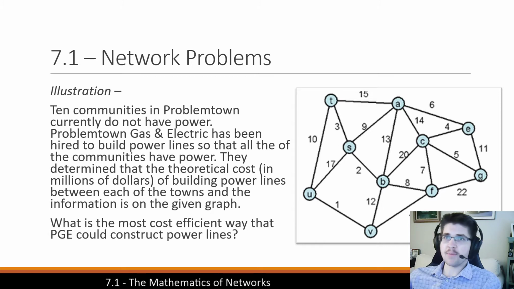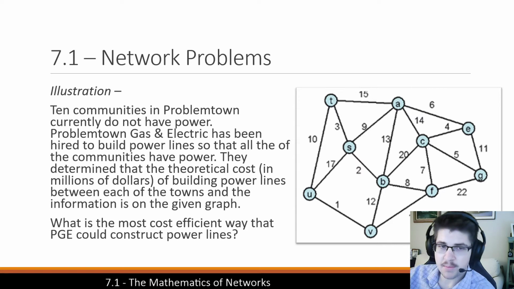10 communities in Problemtown currently do not have power. Problemtown Gas and Electric has been hired to build power lines so that all of the communities have power. They determined that the theoretical cost in millions of dollars of building these power lines between each of the towns, and the information of each of those costs is provided on the given graph. What is the most efficient way that Problemtown Gas and Electric could actually construct these power lines?